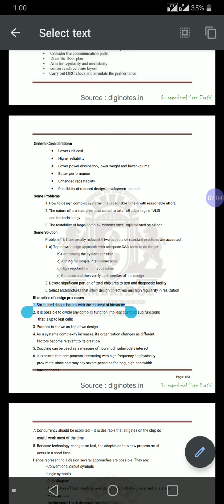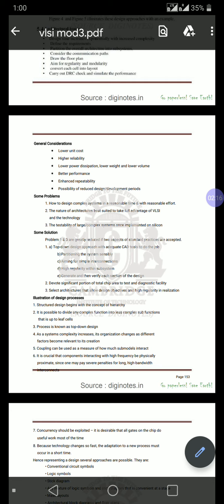Here we'll get some problems. First one is how to design complex systems in a reasonable time and with reasonable effort. Second one, the nature of architectures best suited to take full advantage of VLSI and the technology. Third one, the testability of large complex systems once implemented on silicon chip. Here we have some solutions for 1 to 3.